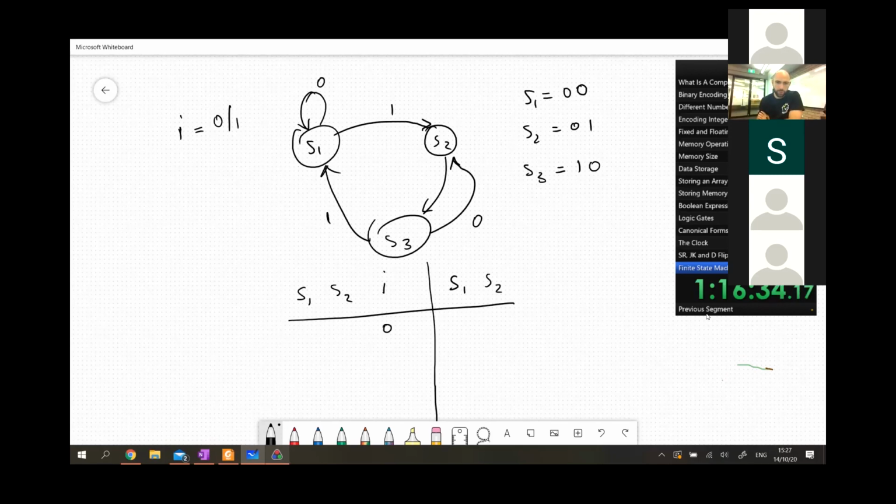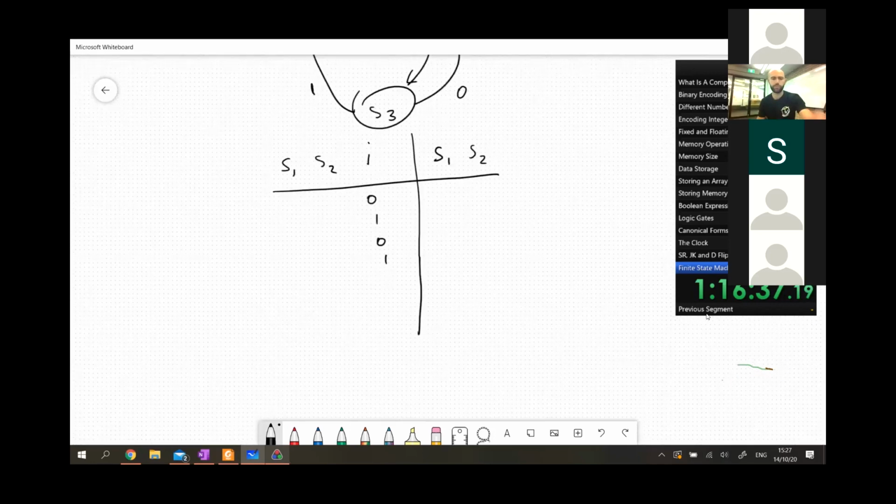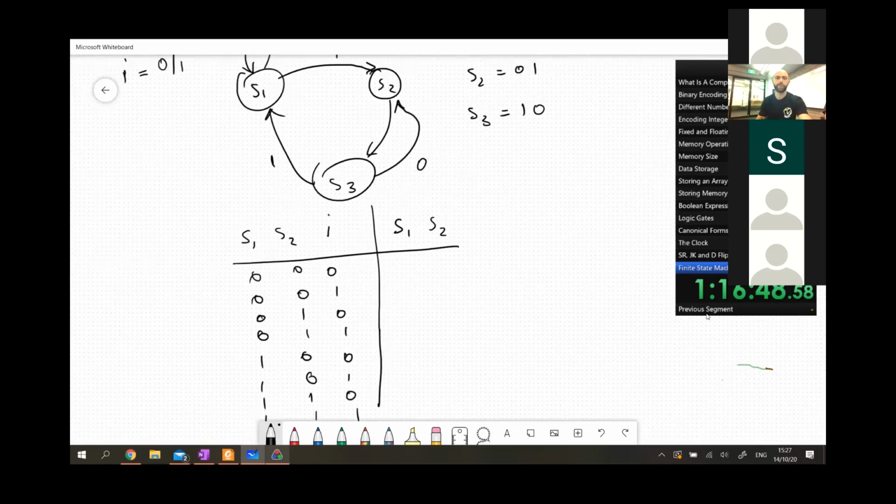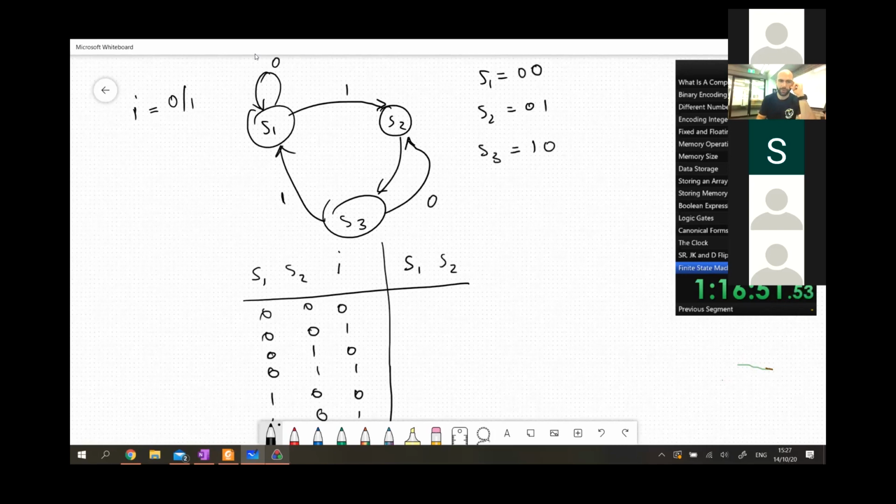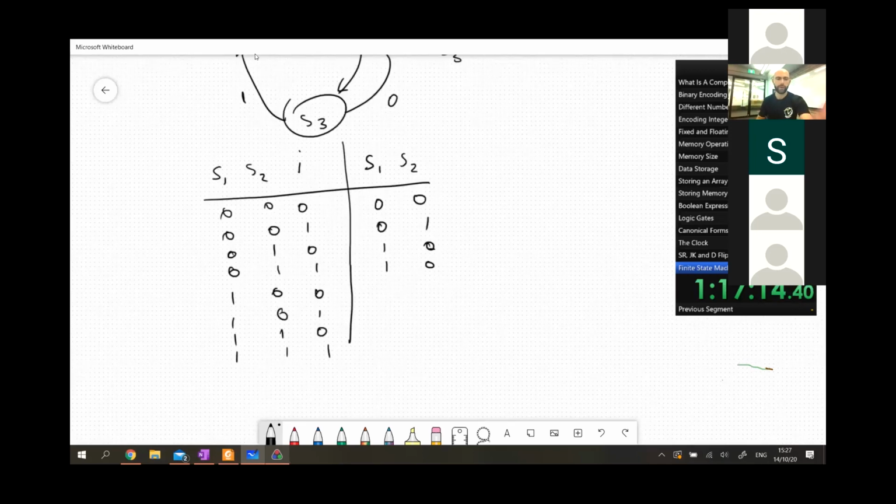So you got 0, 1, 0, 1, 0, 1, 0, 1. This is a fast way of filling out truth tables. 0, 0, 0, 0, 1, 1, 1, 1. Okay. So we're in state 1 and our input is 0. We stay in state 1, so it's 0, 0. We're in state 0, 0. Input 1, go to state 2. Well, in state 2, we always go to state 3, regardless of the input. So go 1, 0, 1, 0. Yep.